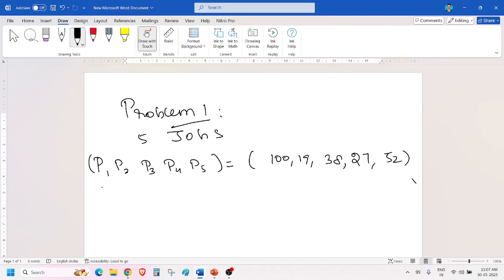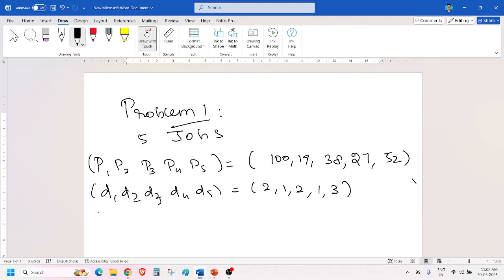So next I'm taking the deadline. D1, D2, D3, D4, D5. These are the deadlines they have given for us: 2, 1, 2, 1, 3. So you got the problem. Job sequencing problem. 5 jobs are assigned to you with a profit as well as the deadline.